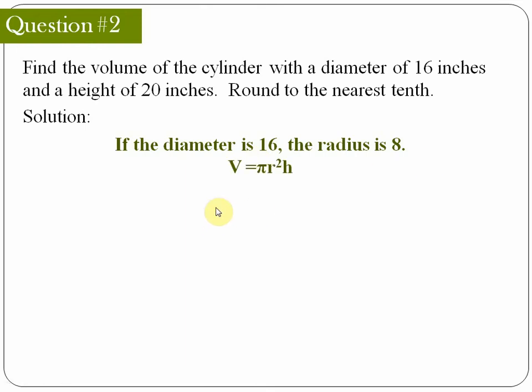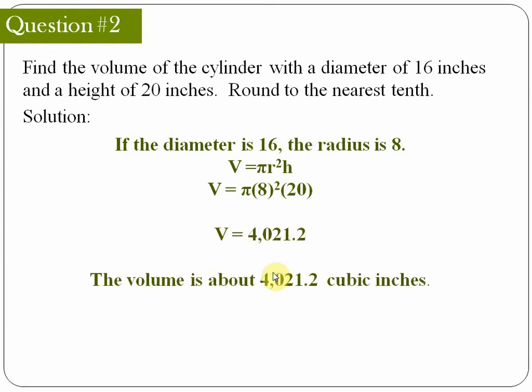Now we have to apply the formula. V is equal to pi r square h, where the height is 20 inches and the radius is 8 inches. We get the answer: V is equal to 4021.2 cubic inches to the nearest tenth.